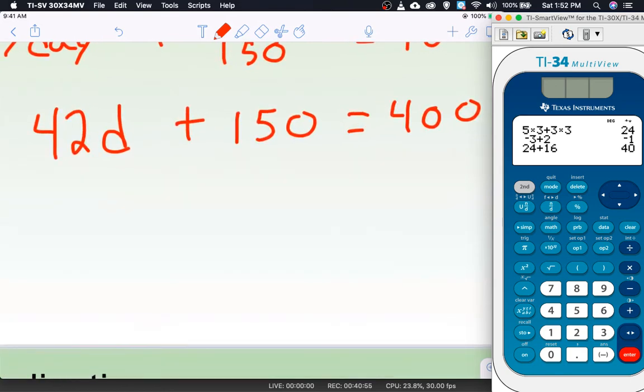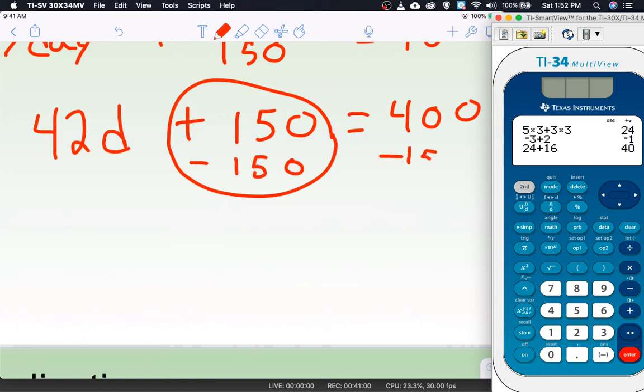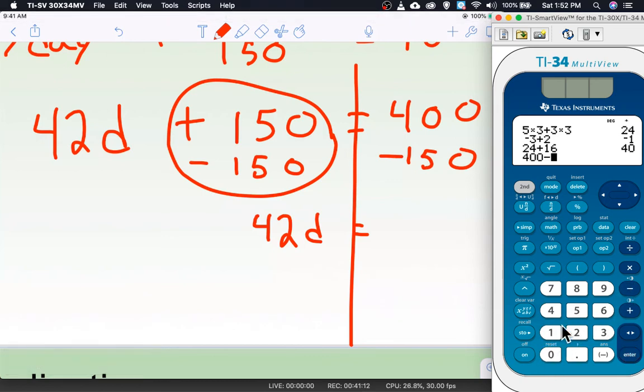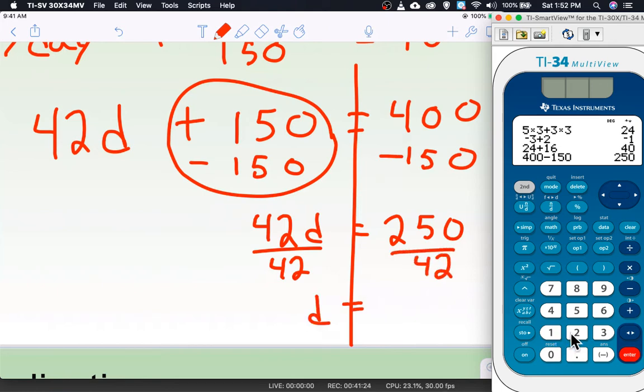So let's see. We're going to start by getting rid of this plus 150 by subtracting 150 on both sides. 400 minus 150 should be 250, but I'll double check. Yeah, it is. And I'm going to divide by 42 on both sides. And D equals 250 divided by 42 is 5.9523 stuff.